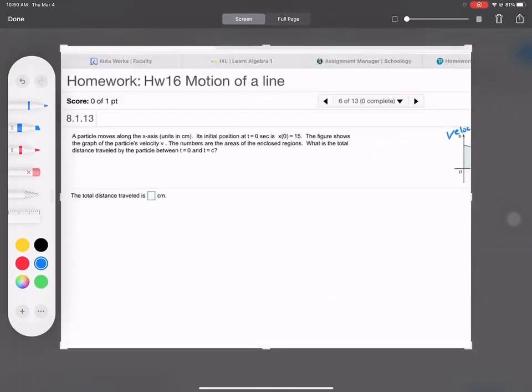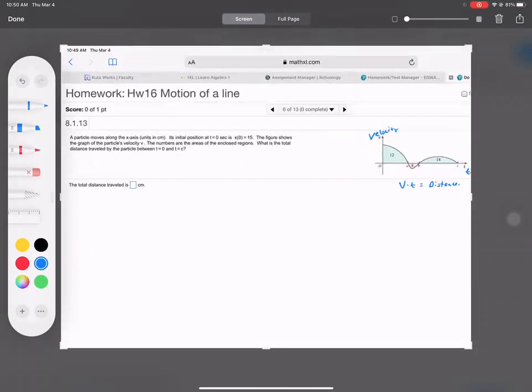So the question is, a particle is moving along the x-axis. Okay, thank you. Let's move along, so it's in this one direction, right? Particle going back and forth, right? Its initial position at t equals 0 is 15. Okay, so wherever we're starting at 15. The figure shows a graph of the particle's velocity v. The numbers are the areas of the enclosed regions. Great, they did all the work for me. The first region is 12, the second region is 8, the third region is 14. What is the total distance traveled by the particle between 0 and c, wherever this ending value is? What is the total distance traveled?